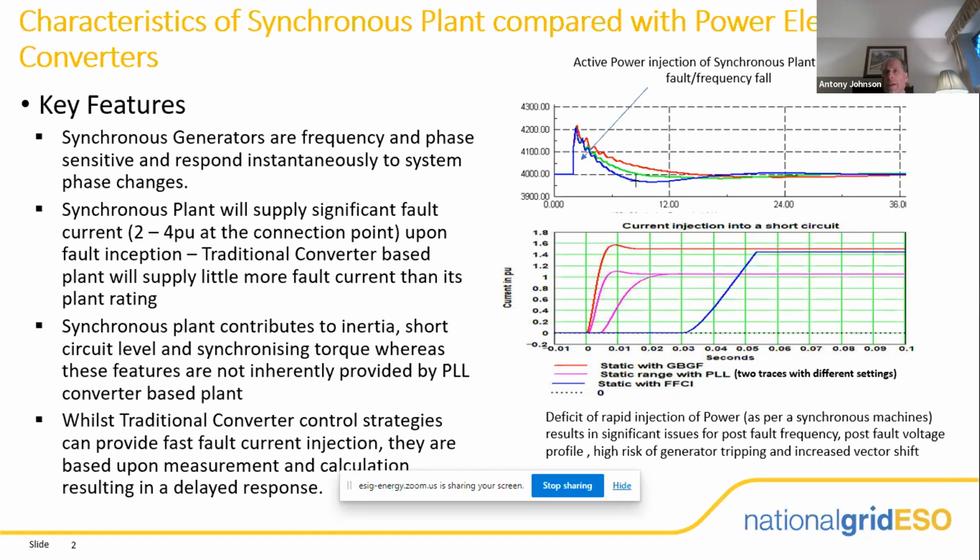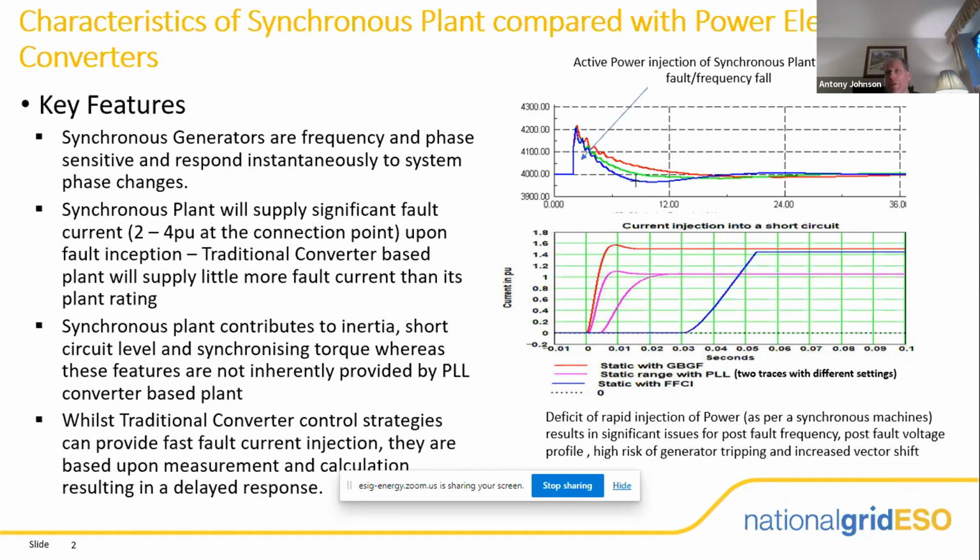As soon as you get a disturbance on the grid close to the machine, there's an instantaneous phase change between the terminal voltage, the voltage seen at the connection point, and the internal voltage source, and that phase shift causes an instantaneous power jump. That's very important, because the area under that curve is additional active power injected into the network, which you don't get with grid following converters.